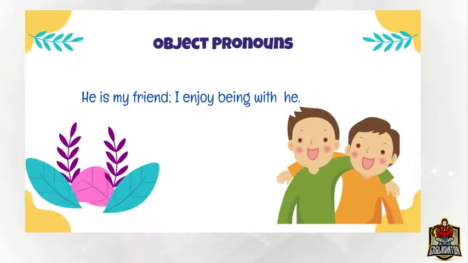Let's have more examples. He is my friend. I enjoy being with he. Yes, here the object he must be replaced by him to suit its object position. So the correct sentence would be, he is my friend. I enjoy being with him.